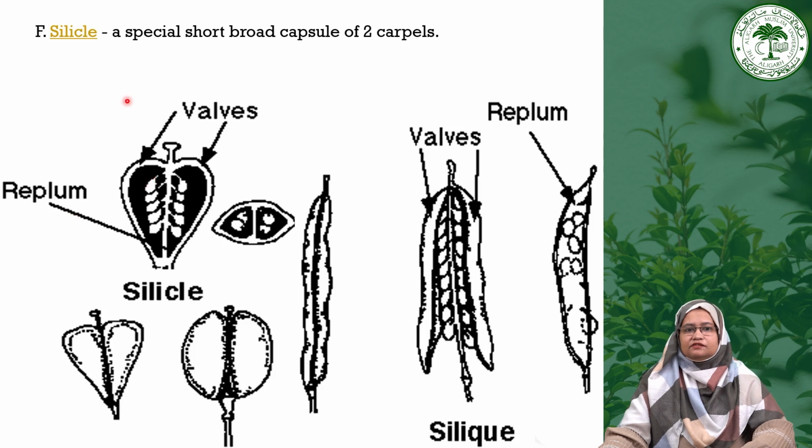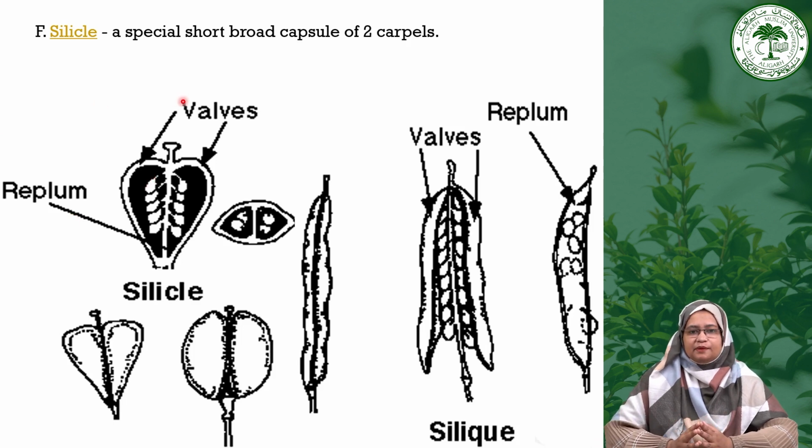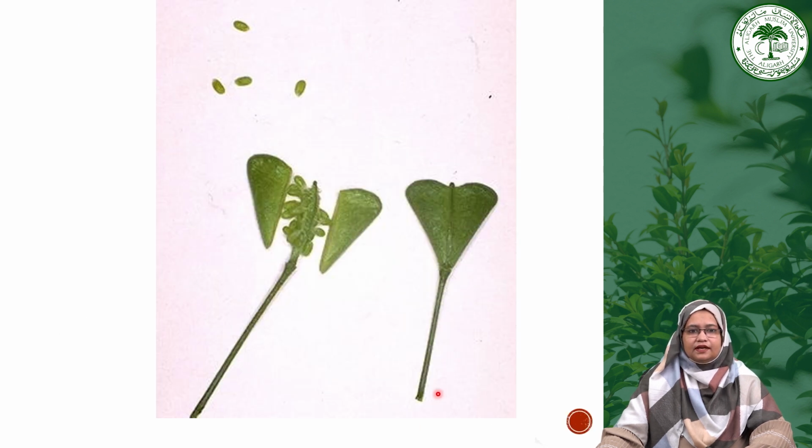Then silicle is also a type of capsule which is a short broad capsule. As you can see here, the first one has a longer, slender length, while this one is a short broad capsule. This is also made up of 2 carpels. As you can see, this one is the replum, this one is the septum, and this one has the 2 valves, and this is the replum which forms the septum in between the 2 locules. So this is the silicle type of fruit, the broad type of capsule.